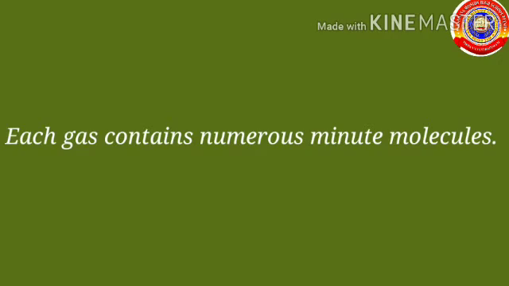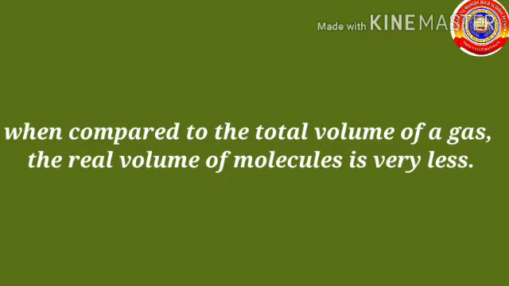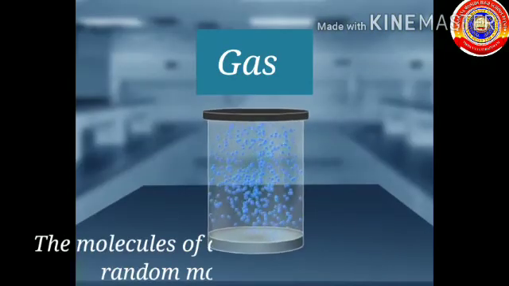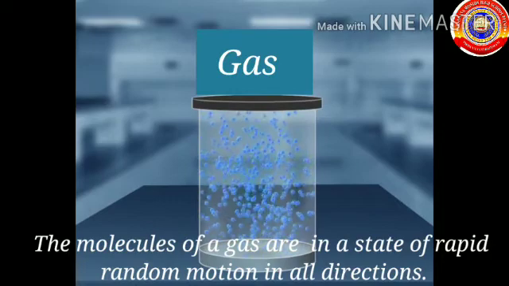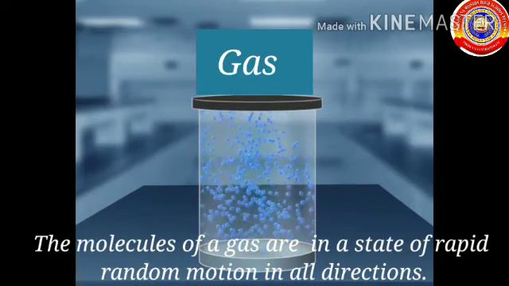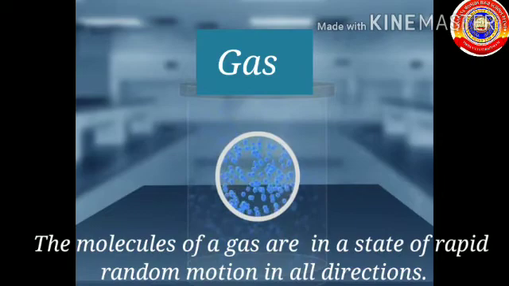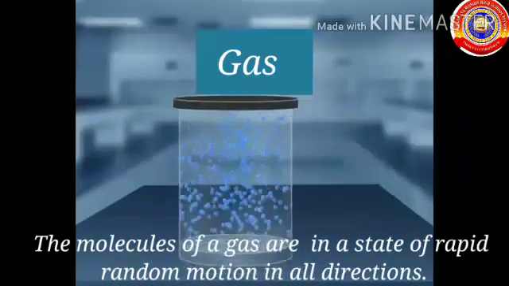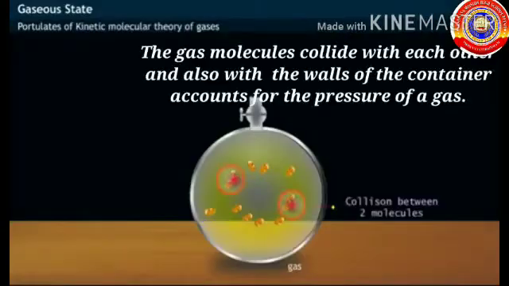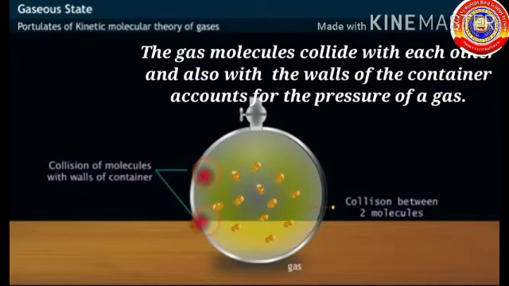Each gas contains numerous minute molecules. When compared to the total volume of a gas, the real volume of the molecules is very less. As you know, the molecules of gases are too small. Here, the molecules of gases are always in a state of rapid random motion in all directions. Random motion means they are always moving. During the rapid motion, the gas molecules collide with each other and also with the walls of the container.